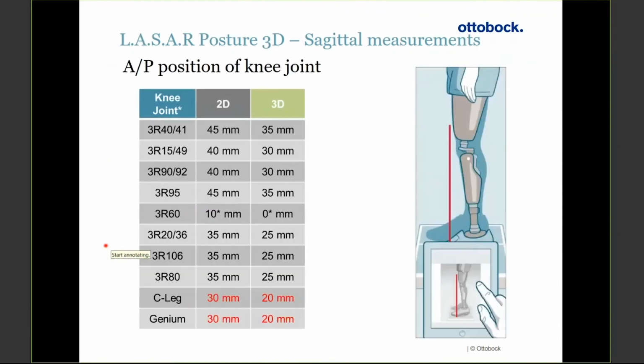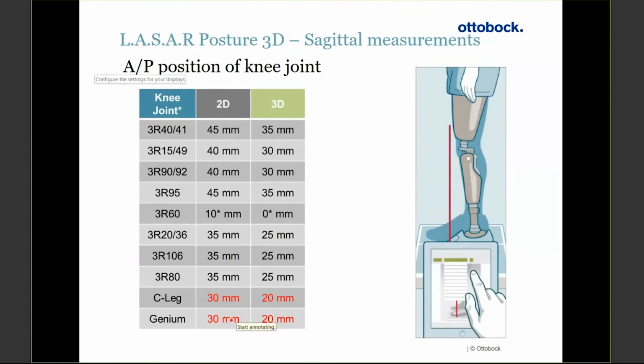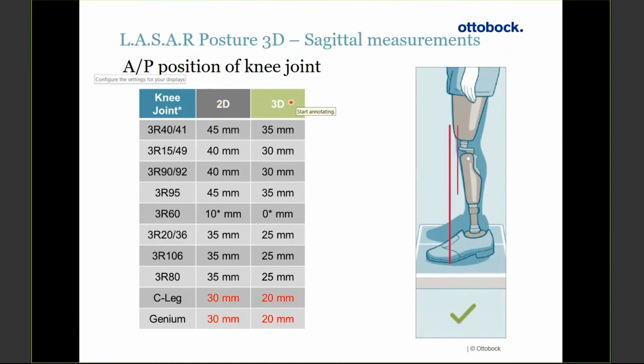Another really nice thing in the sagittal plane that the device is able to show us is a really nice little quick start guide on the AP position that our knee joint needs to be in relation to the ground reaction force. So we have defined very specific measurements from the knee axis to the ground reaction force. These are the 2D measurements here, and now that we have our 3D L.A.S.A.R posture, we've updated the measurements of where that knee axis needs to be in relation to it.